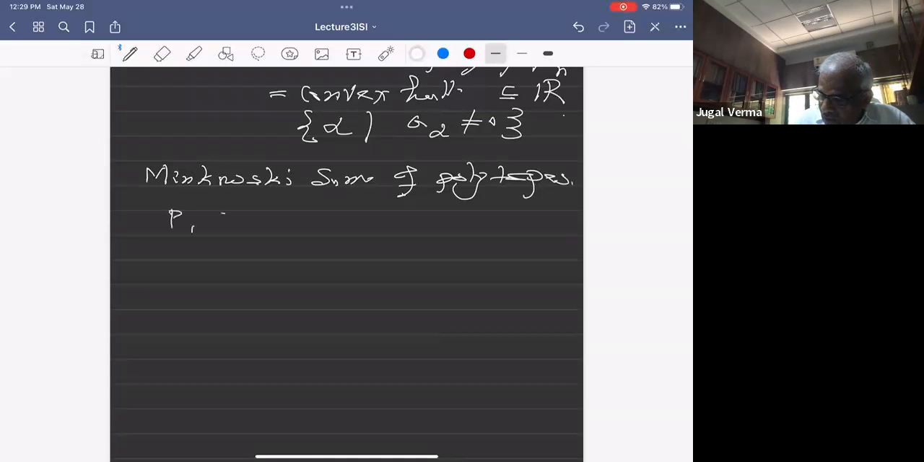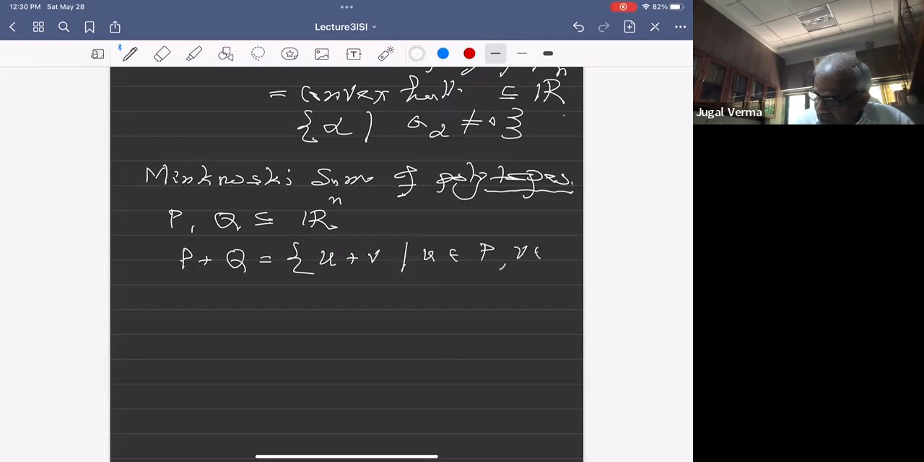So suppose P and Q are polytopes. A convex polytope is a convex hull of finitely many points in Rn. That is the general definition. You take finitely many points in Rn, they may not be lattice points, and then take the convex hull of those points. That is called a convex polytope. So I take any two convex polytopes in n-dimensional Euclidean space. Then their Minkowski sum is simply you add the points u plus v, where u is in P and v is in Q.